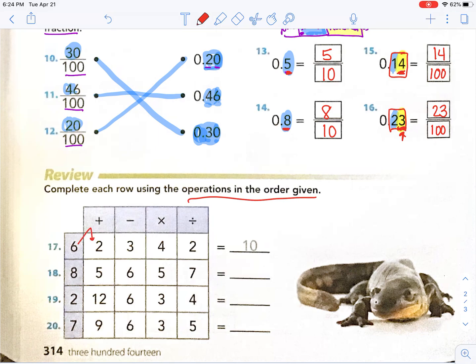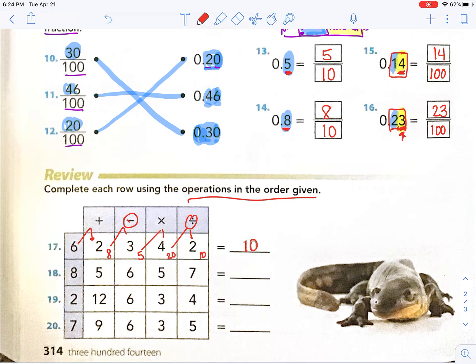6 plus 2 is what? Let's see if I can get this right. 8. 8 minus 3, 8, 7, 6, 5. 5 times 4 equals 20. 20 divided by 2 is 10. Yay! Honestly, I was a little nervous. I was going to get that wrong. Okay, let's look at the next one.